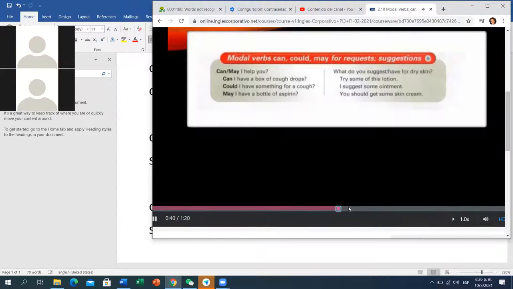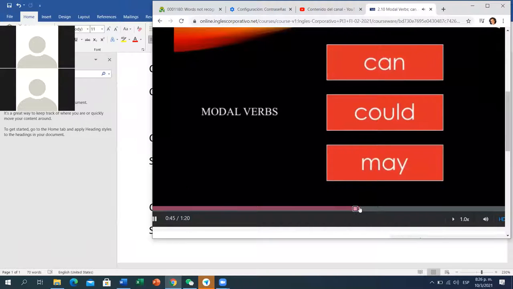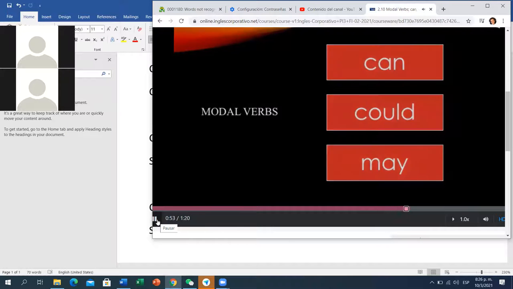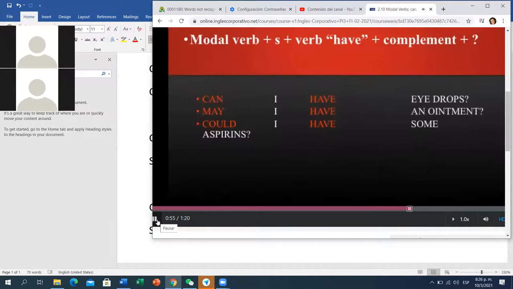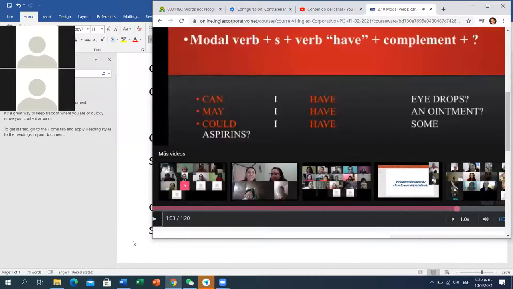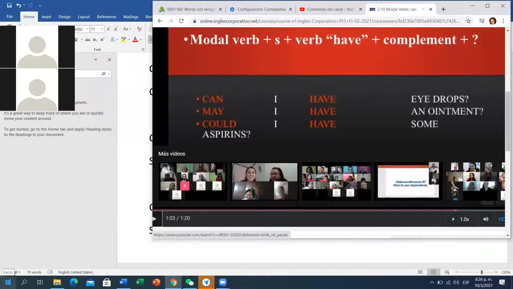I suggest some ointment. In this case, can, could, and may are being used in question form to suggest or give advice. This is how we use them: modal verb plus subject plus verb have plus complement plus question. Okay. Guys, do not get confused.